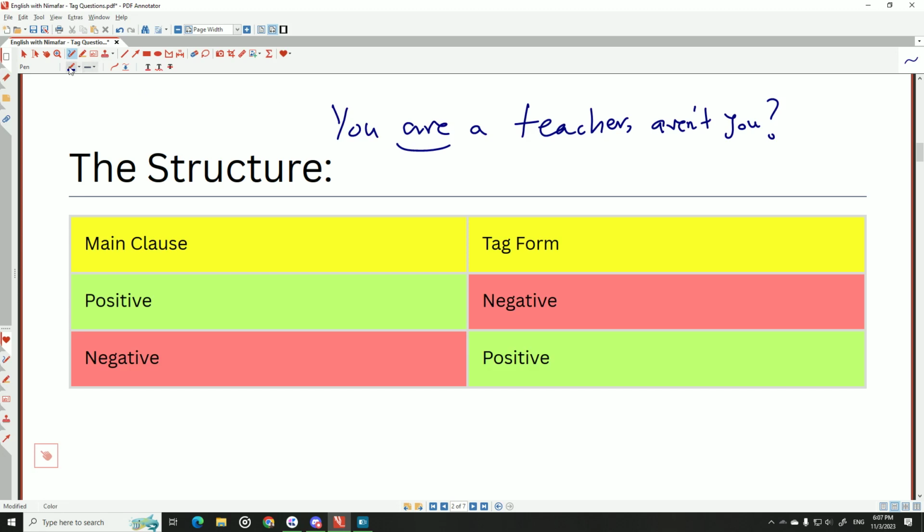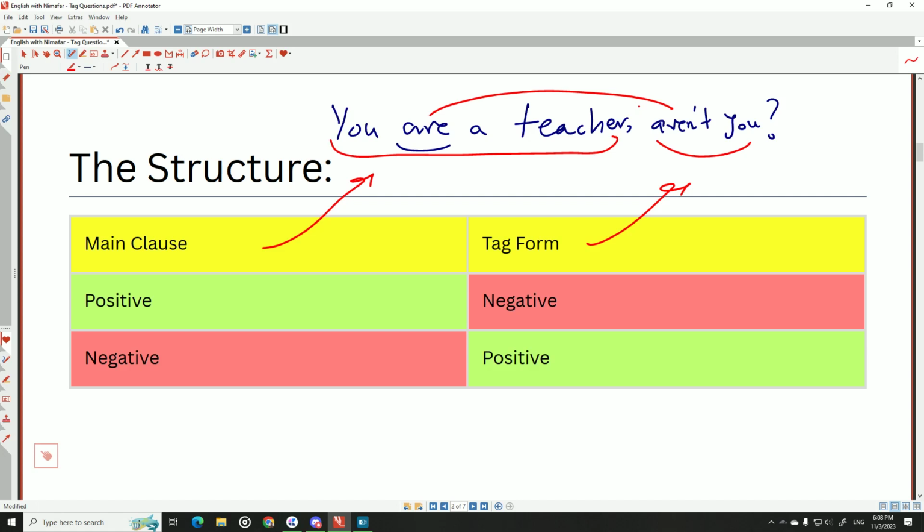So we call this part, let me change the color, the main clause, and we call this part the tag form, not the tag clause, because that's not a clause. We call them the tag form. So when your main clause is positive, so this sentence, you are a teacher, that's a positive sentence, you should change the tag form to negative. So are, aren't. When it's positive, you should have a negative tag form.